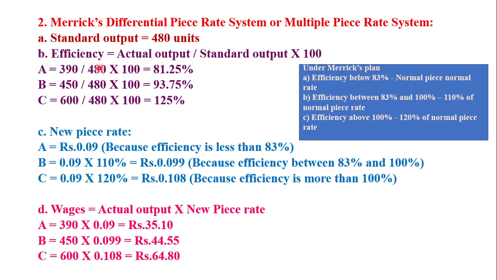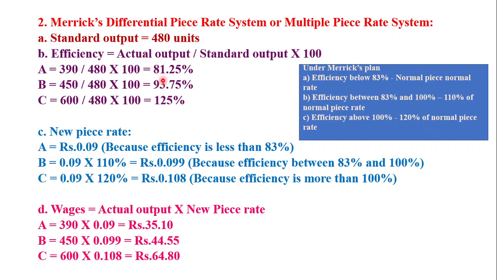So the level of efficiency of worker A is 81.25, so it is less than 83%. Then worker B's efficiency is 93.75, which means it lies between 83% and 100%, and worker C is 125%, which means the level of efficiency is more than 100%. With the help of this we can calculate the new piece rate. How to calculate this new piece rate? Based on the level of efficiency.